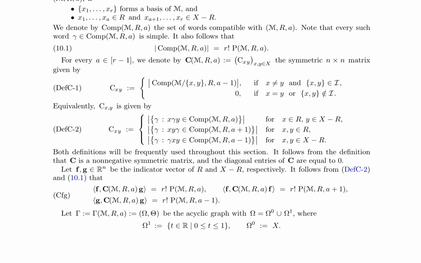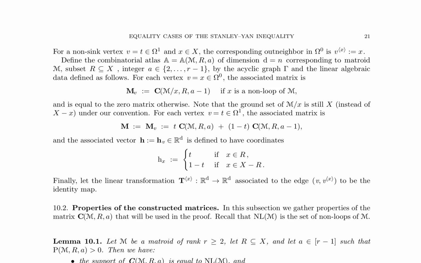Overall, the paper provides a detailed analysis of combinatorial atlases, their properties, and how they can be used to derive log-concave inequalities. The results presented in these 2 pages are essential for understanding the framework of combinatorial atlases and their applications in combinatorial optimization. For a non-sink vertex V equals t element of omega 1 and x element of X, the corresponding out-neighbor in omega 0 is V, angle bracket left x angle bracket right, equals x.